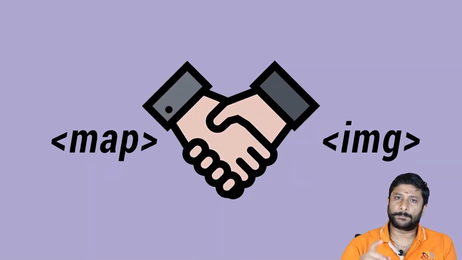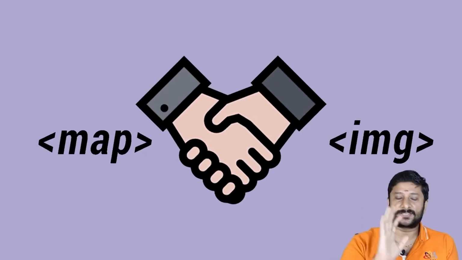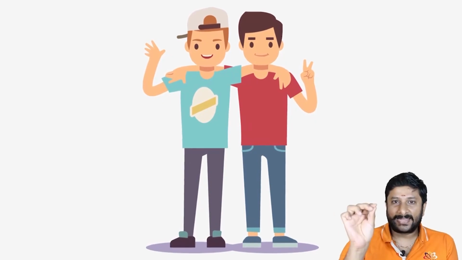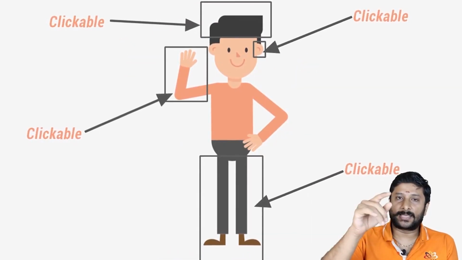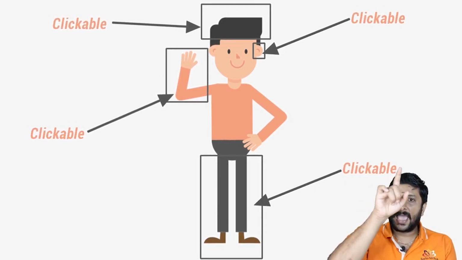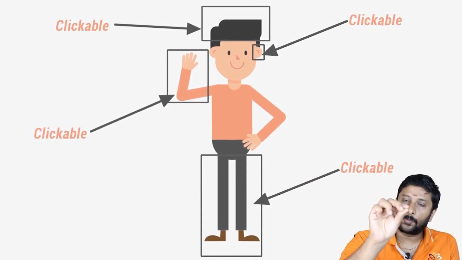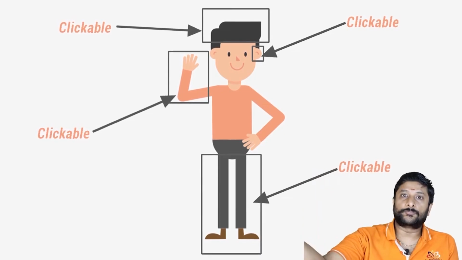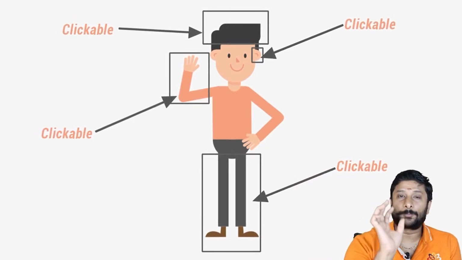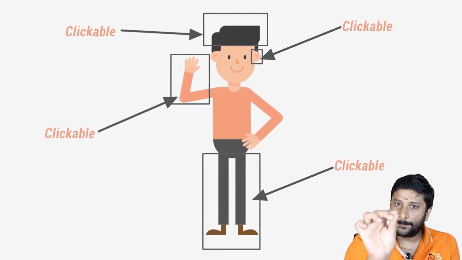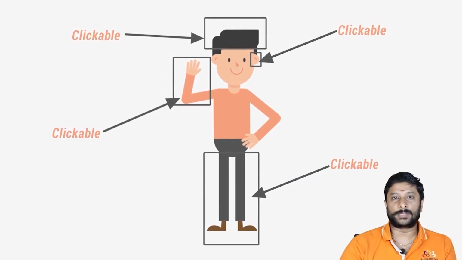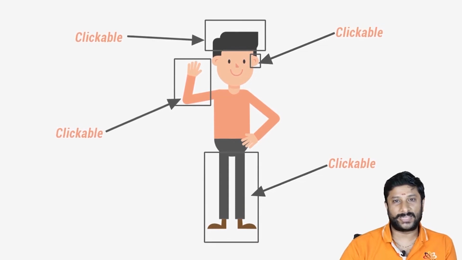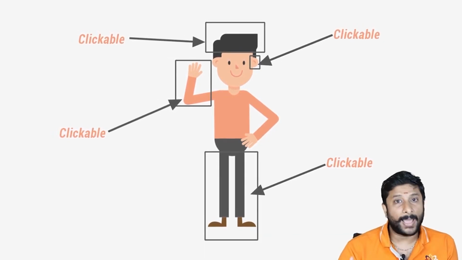What is a map tag, sir? Map tag is aligned with the image tag. So map tag and image tag are friends. In the image tag, I can specify a particular portion. I want to zoom a particular portion. On clicking a particular portion, I want to do something. I want to redirect the link to some other place if I click a particular portion of an image. In that case, we can have a map tag.